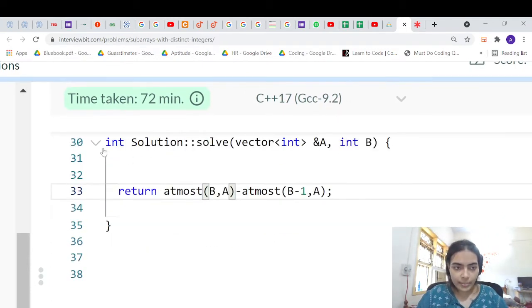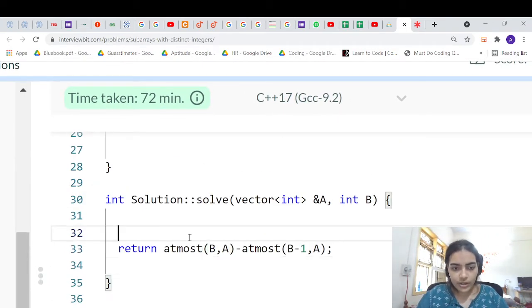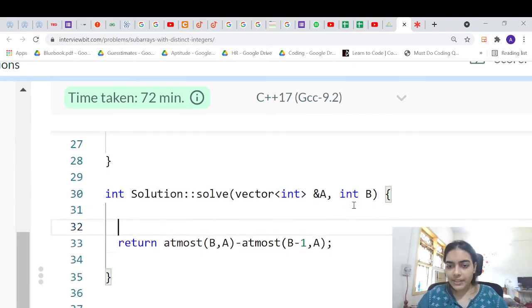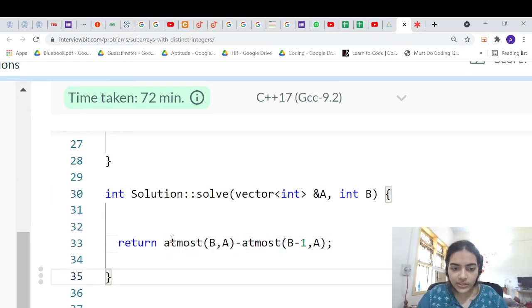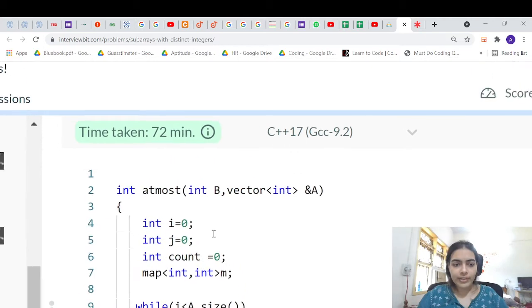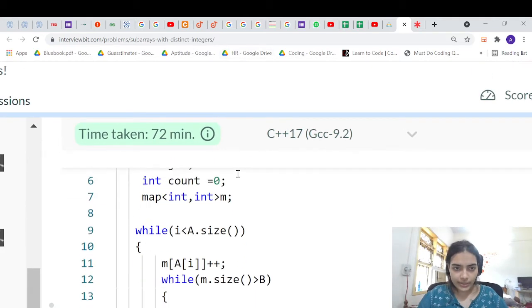So this is the main part of this question. So you have to just find b is the integer that is given. For example, in our example which we took, b was 3. So you have to first of all find the answer for at most 3 distinct integers allowed, and you have to subtract at most 2 distinct integers allowed. That will be your answer. Now we will go into the at most function.